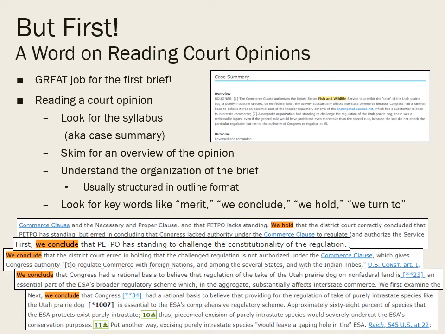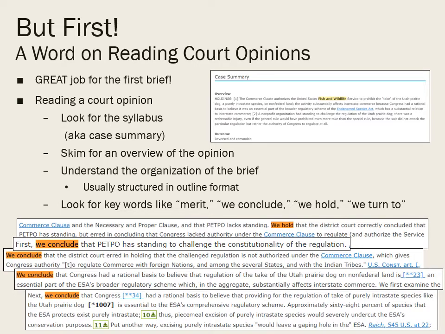I do want to talk about the PETPO brief in particular, but I also want to give some tips for reading court opinions and writing case briefs, just in general, because you're going to have another one in a couple of weeks. Okay, so let's start with general tips for reading a court opinion.